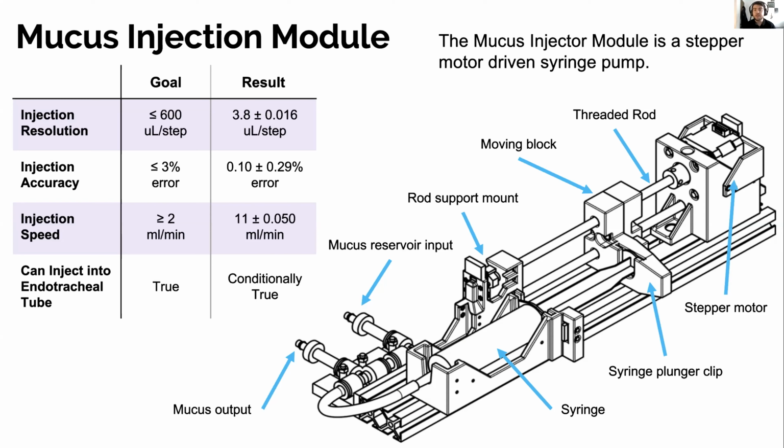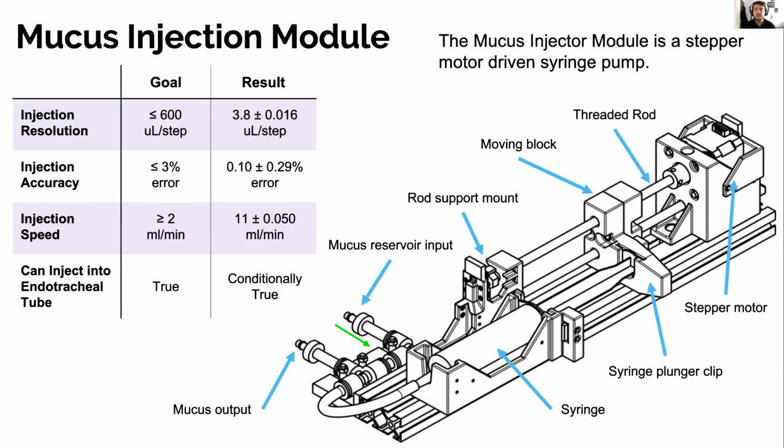So the mucus injector module is a stepper motor driven syringe pump. This means the stepper motor, shown here, rotates the threaded rod, which drives the moving block. This pushes the syringe plunger, which injects the mucus out of the mucus output, or retracts the syringe plunger, which pulls mucus from the mucus reservoir input. This design is composed of 8 custom 3D printed parts and 19 off-the-shelf parts.